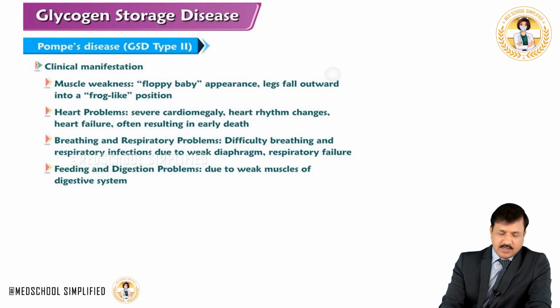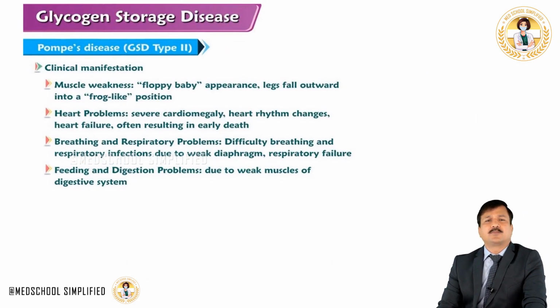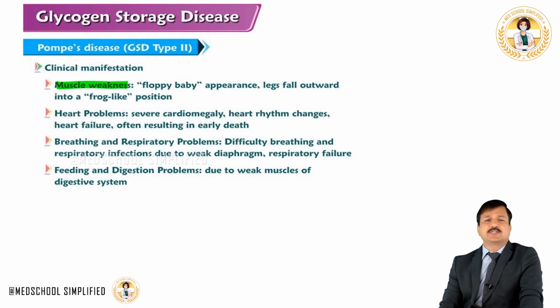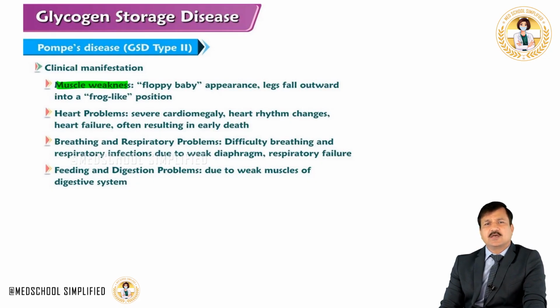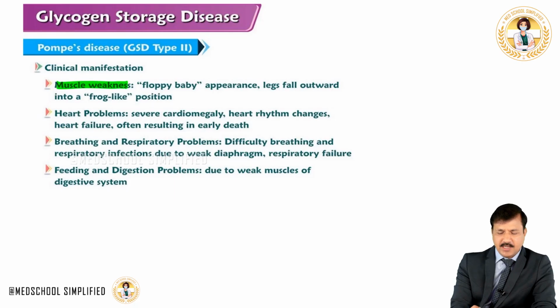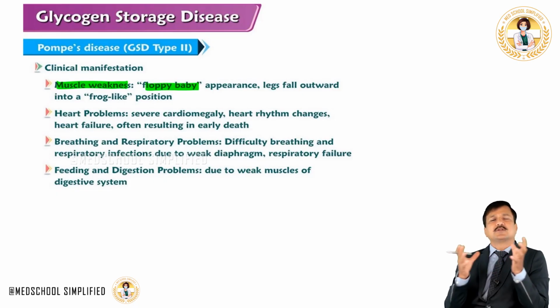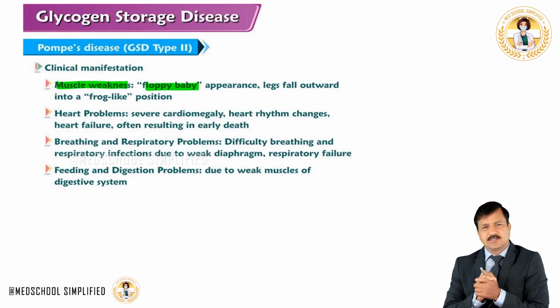Now let's look into the clinical manifestation of Pompe disease. Muscle weakness is one of the striking features of Pompe disease, because lysosomes are distended with the glycogen in the muscles, and thereby muscle tone and normal function of the muscle is totally affected. When the tone of the muscle is weak or low, the muscle feels flaccid, and that's what gives rise to the floppy baby appearance. The leg falls outward because of the low muscle tone and the contraction is not there.